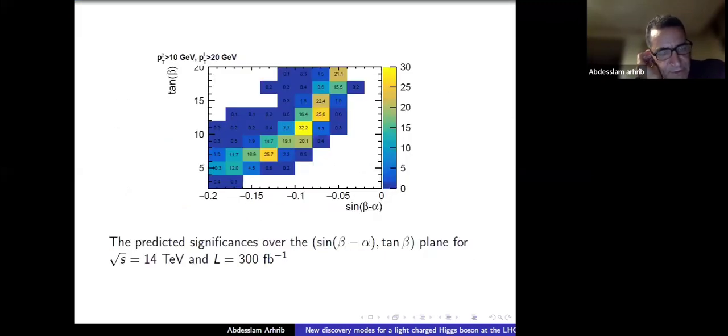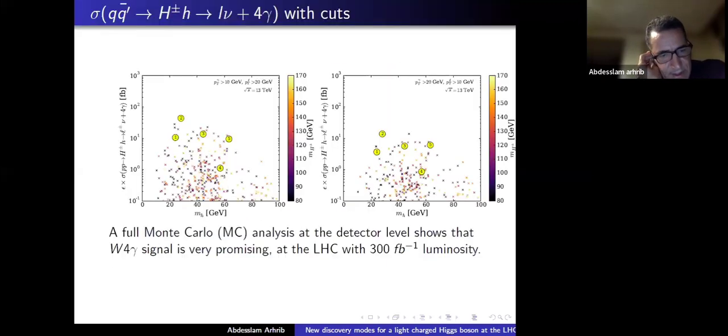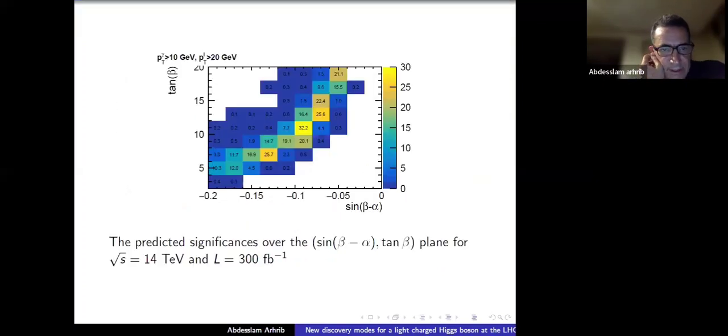Okay, if you go a little bit before, the full Monte Carlo analysis at the detector level shows that the W 4 gamma signal is very promising. We actually did a full Monte Carlo simulation, and we could extract the signal, I mean Higgs going to 2 photons, quite nicely. Okay. Next slide. Okay. So this is just the predicted significance as a function of sine(beta minus alpha). Okay, next slide.